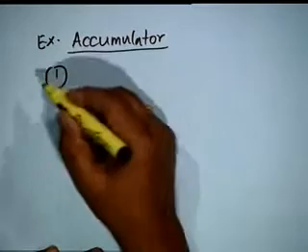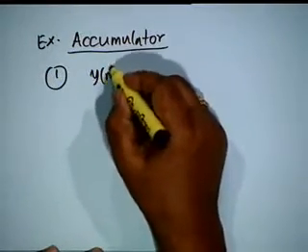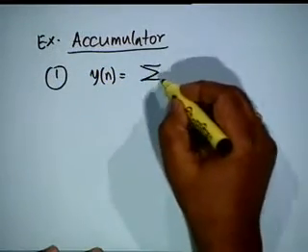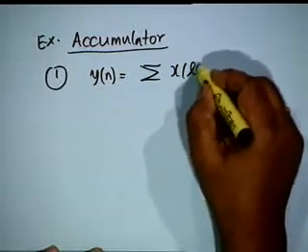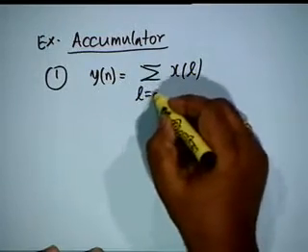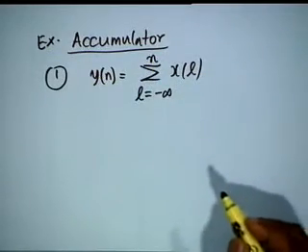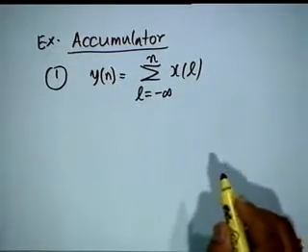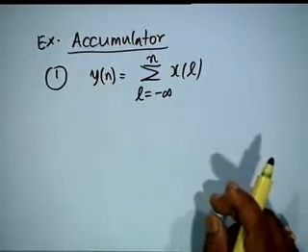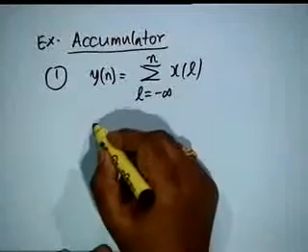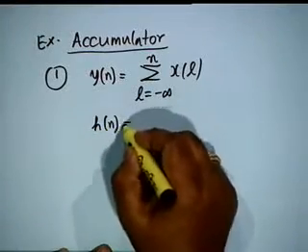Let us say the accumulator is y of n equals summation x of L, L going from minus infinity to n. All right. It's an accumulator, it accumulates data from minus infinity up to the present instant of time. Now, what do you think its h of n shall be?